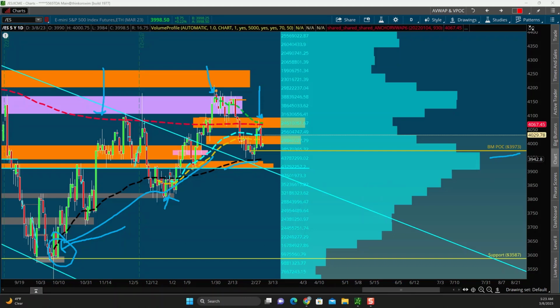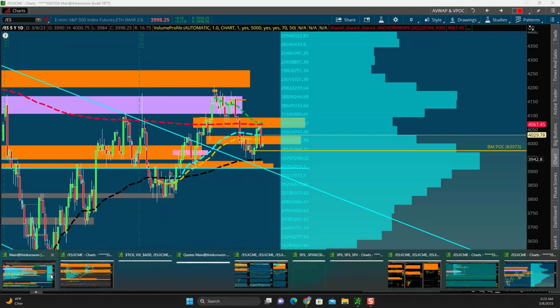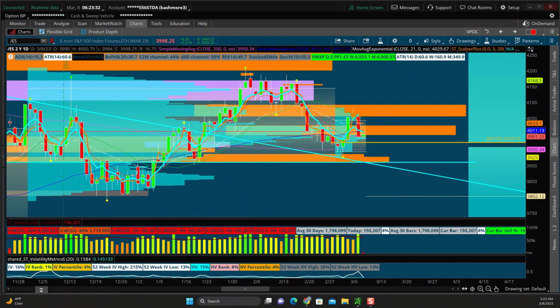So what does all that mean? I kind of expect it to be choppy. And why choppy? Because we have this level of resistance and then this level of support. It's going to have to give one way or the other, so it's going to be a tight range.